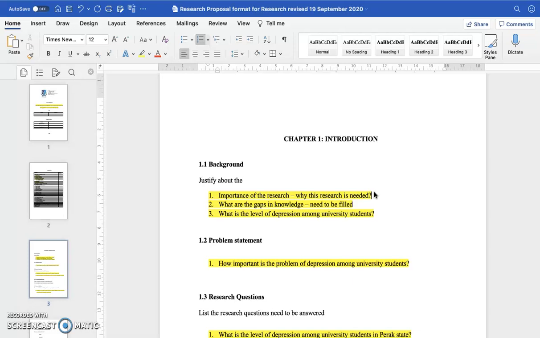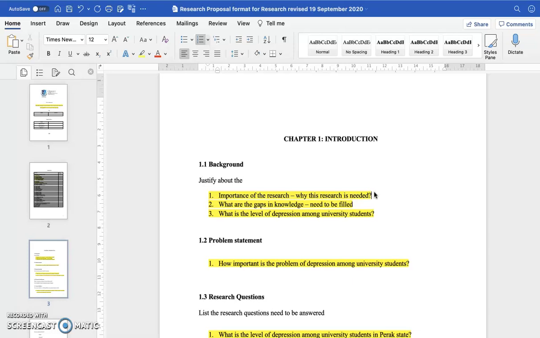Depression can lead to suicidal ideation, suicidal tendency, and depression can reduce the quality of life. Depression can reduce the productivity. Depression can reduce the academic performance. All these things you have to tell. With the reference, you have to quote the reference. From other studies, from other authentic websites, you have to quote the references. So, depression is a public health problem.